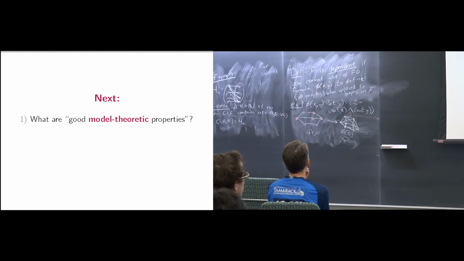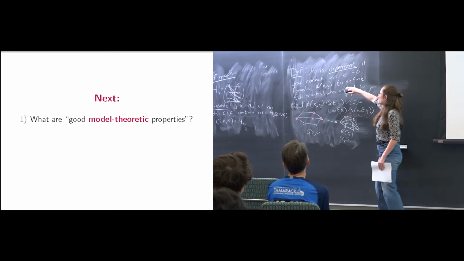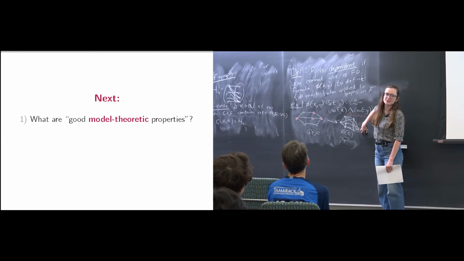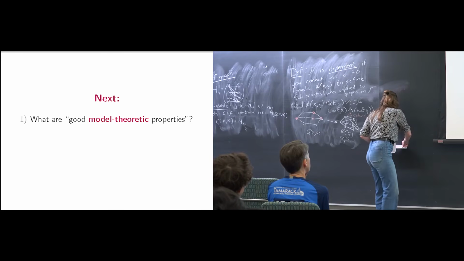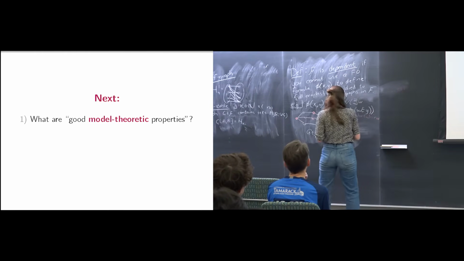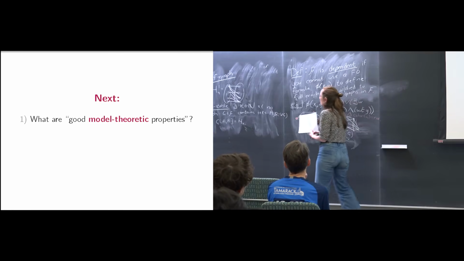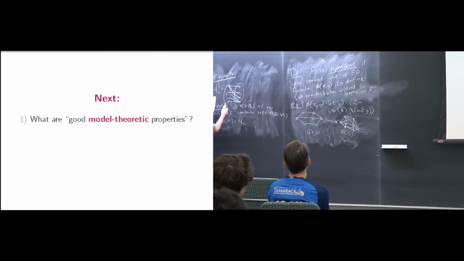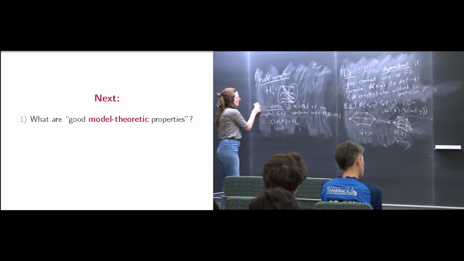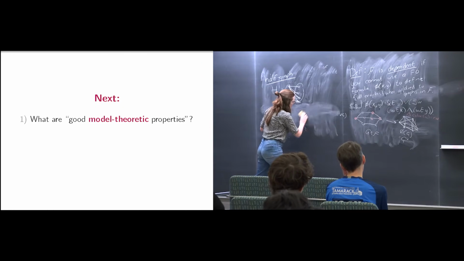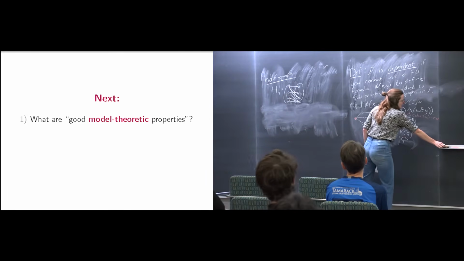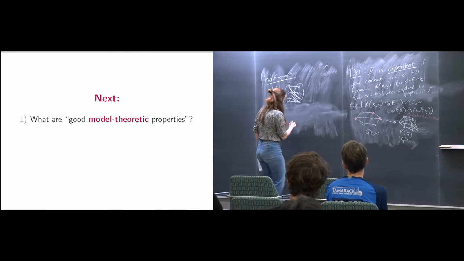So basically a class has good model-theoretic properties if it doesn't define all graphs. I mentioned that the case of having a forbidden half graph actually comes up naturally here. And so if instead of defining all graphs, you care about defining all half graphs, that's really what we're looking at.